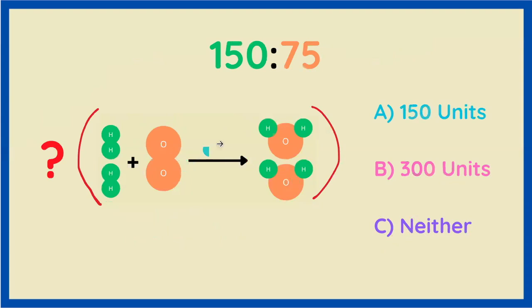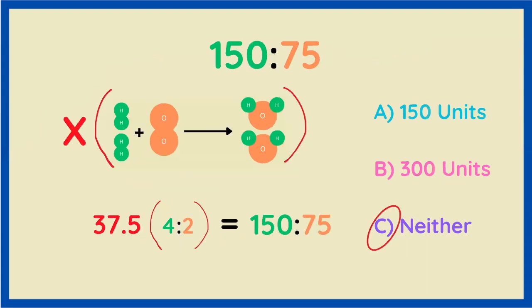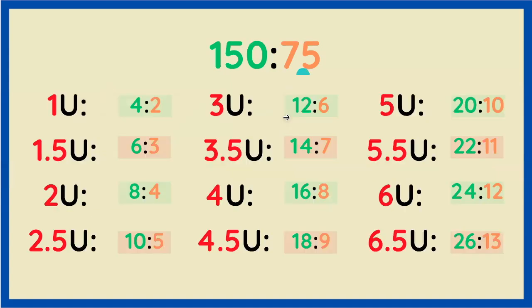How many units of reaction involve 150 hydrogens and 75 oxygens? Well, it's actually not going to be any of these because it would correspond to a fractional number of units of reaction. Remember how I said earlier that we cannot have an odd number of oxygen atoms. The only acceptable atom counts are where both the hydrogen and the oxygen have an even number of them.